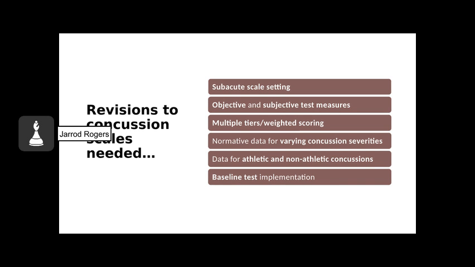From this, I conclude some revisions needed for these concussion scales. A subacute scale setting, objective and subjective test measures to help eliminate return to play bias, multiple tiers of weighted scoring to account for incomplete neurodevelopment due to age to differentiate pediatric, adolescent, and adult populations, normative data for varying concussion severities to account for non-athletic and athletic concussions, and baseline test implementation to compare an athletic patient's pre- and post-concussion performance measures.